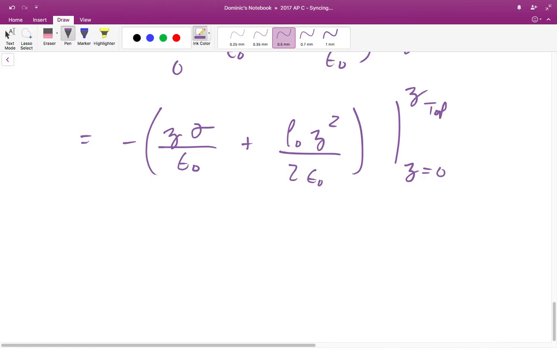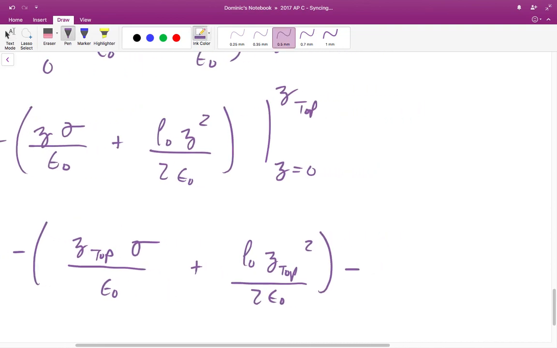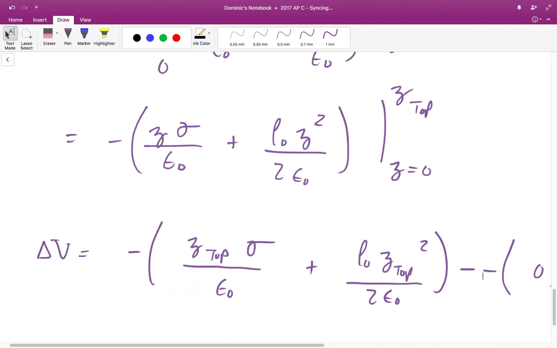So delta V is going to equal negative of z top times sigma divided by epsilon naught plus rho naught z top squared over 2 epsilon naught, minus the value at z equals 0. Z is 0 for that one, so you just get 0 for everything.